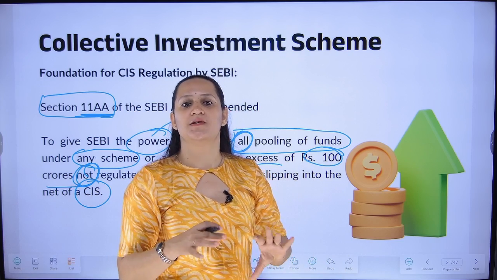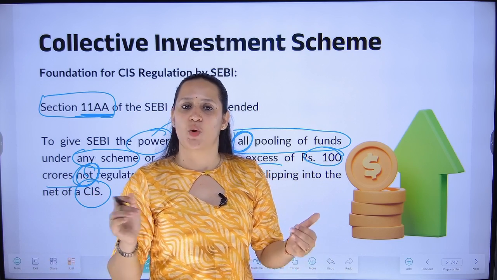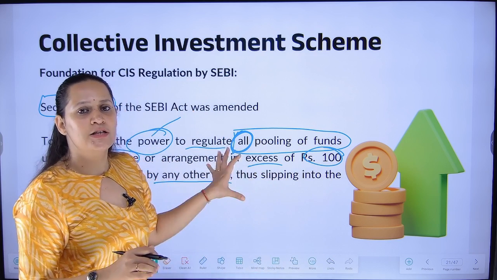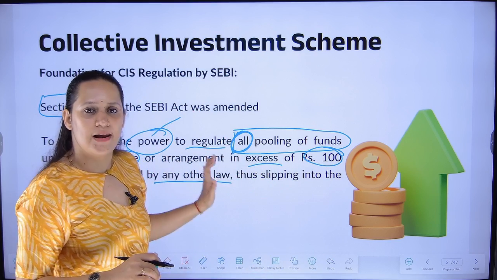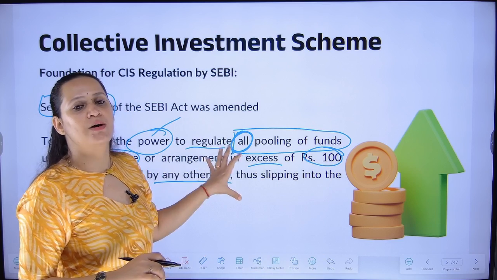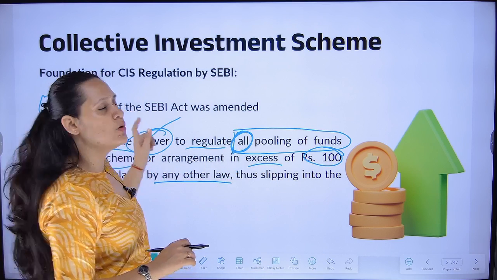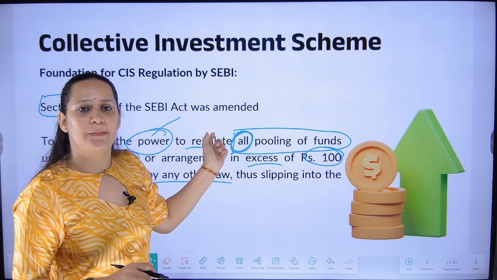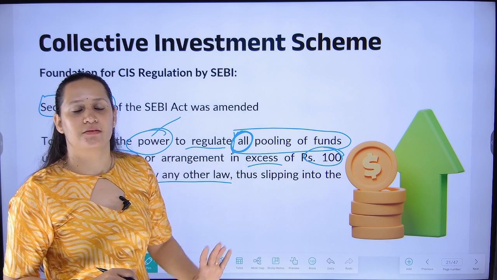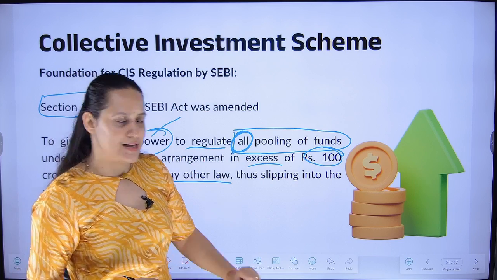activity, you are responsible for the money of the public at large. Whatever be the name of the scheme, it is going to come under the ambit of collective investment scheme. And now power has been vested on SEBI to regulate these activities. Only by the virtue of amendment to SEBI Act, SEBI has been able to pass the SEBI CIS Regulations of 1999.